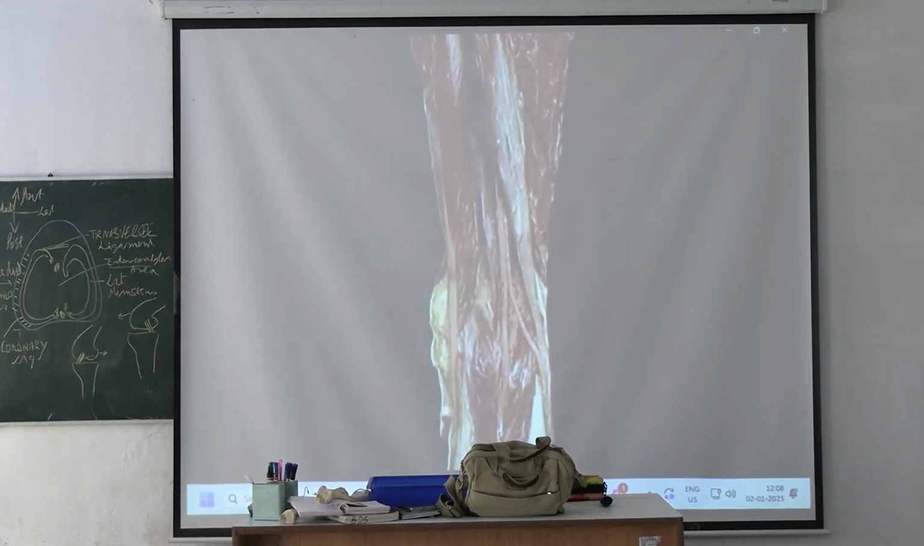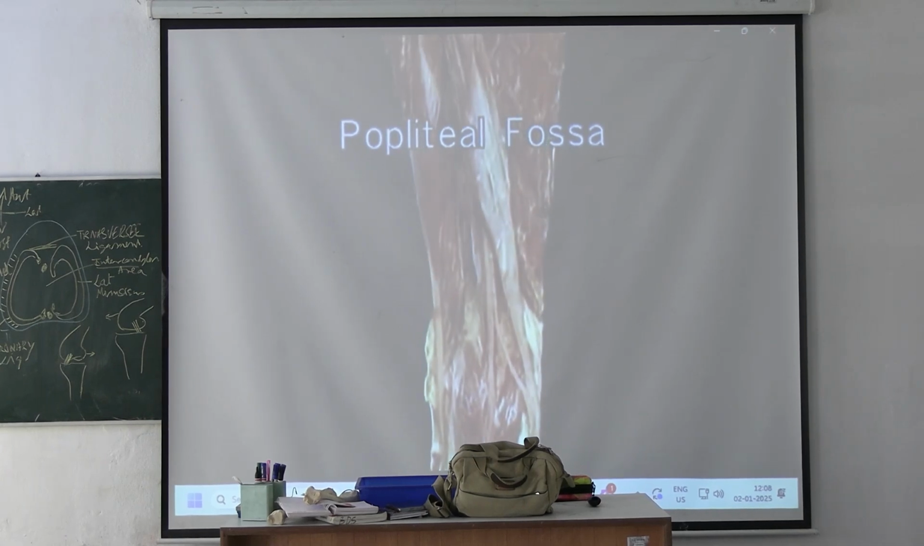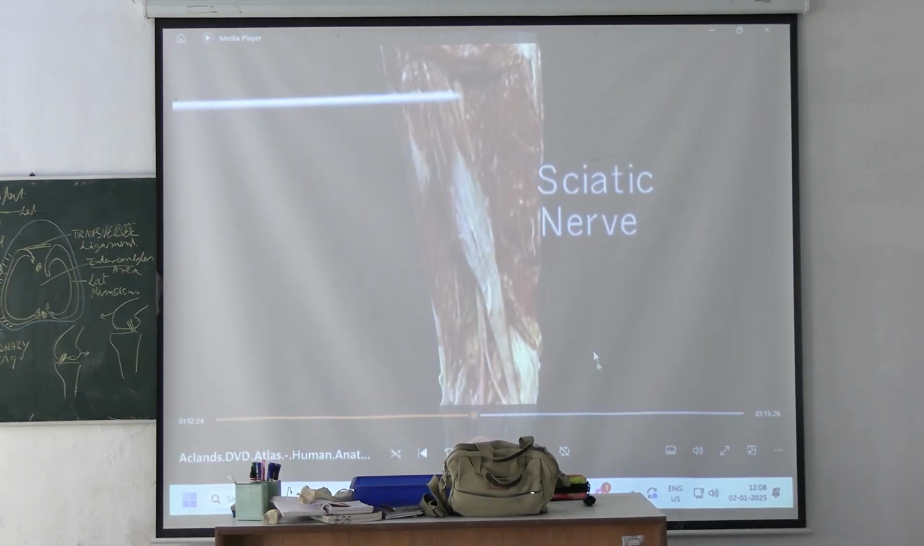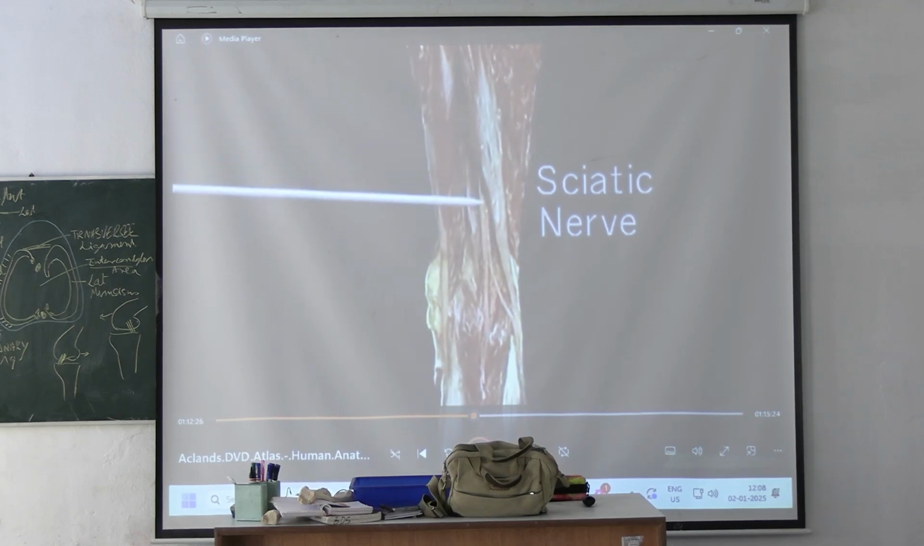The space that's bounded by these muscles is called the popliteal fossa. In this section, the sciatic nerve passes deep into biceps femoris. Here it is emerging.